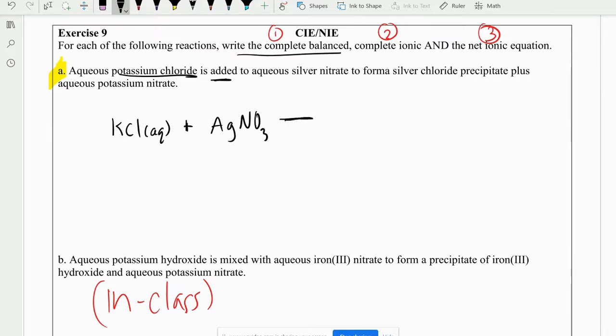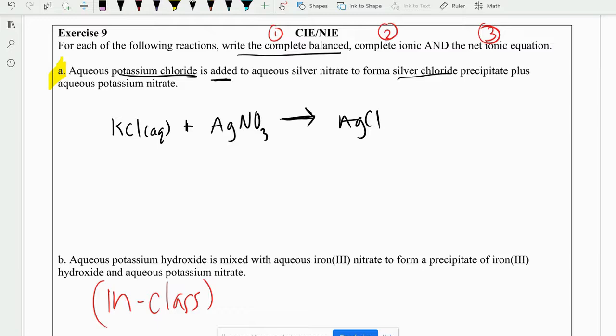Now it's going to form. So every time you see the word form, or a reaction occurs, or will result in, you're going to draw that arrow. And it's going to form silver chloride. And remember, silver is Ag. Chloride is Cl -1. Balance the charges to 0. Well, there's only one of each. So the formula is AgCl.